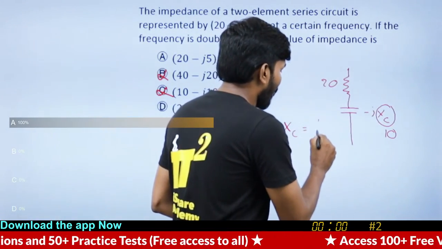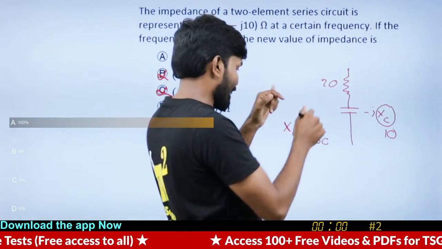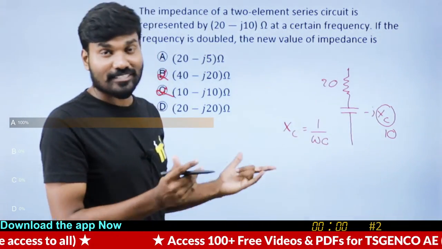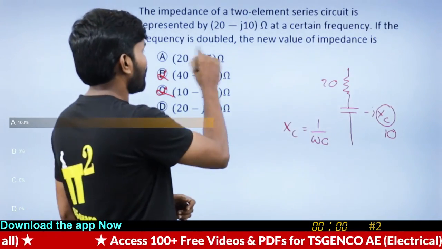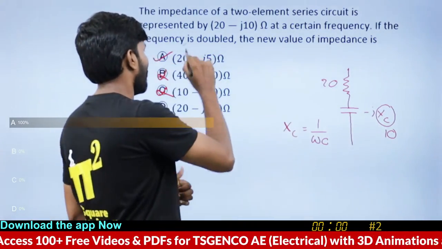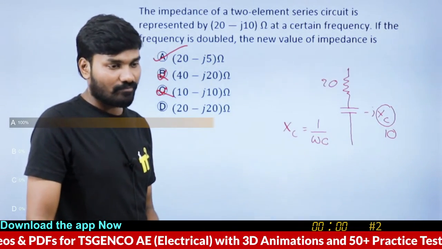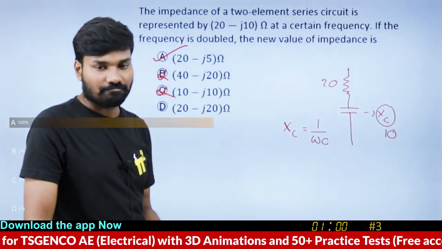XC is equal to 1 by omega C. Omega increases, XC reduces. Inversely related. Okay. So it is doubled, so XC will be half of it. So the answer is C. So that's really good to see. Okay, so next one.